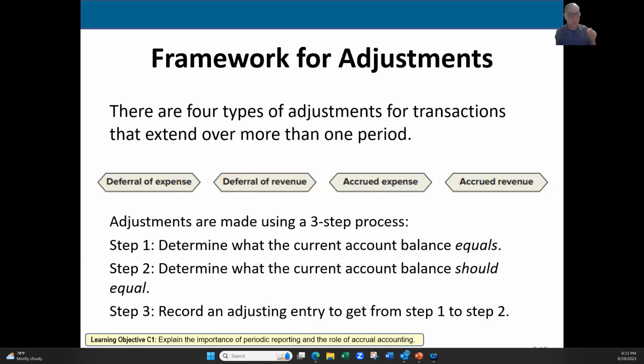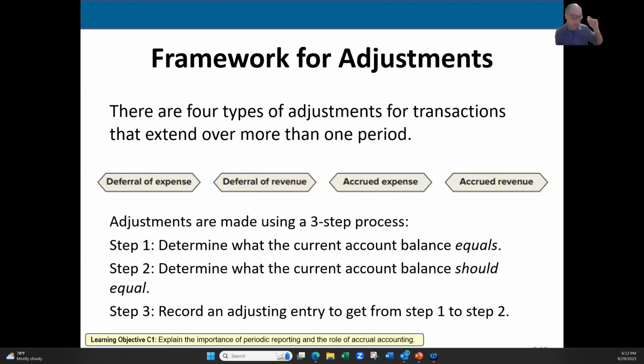Adjusting entry is made at the end of the accounting period, end of the month, to reflect a transaction or event that has not yet been recorded. Each adjusting entry affects one or more income statement account and one or more balance sheet account, but never cash. We don't adjust cash. We never adjust cash, because cash is physical, right?